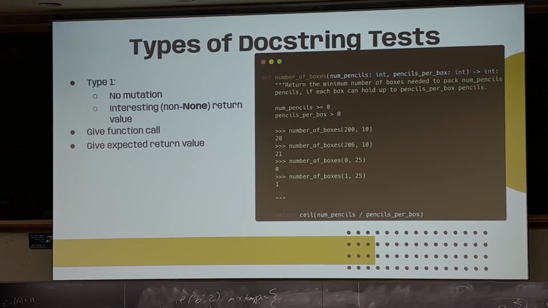Alright, so moving on to these tests. We have a type 1 test where we have no mutation, and we have a return value. In this case, you have your triple arrow signs. Essentially this is mimicking an actual Python compiler console. You're just calling your function and you want to output something, right? Because you have a return statement, thus you want to output.